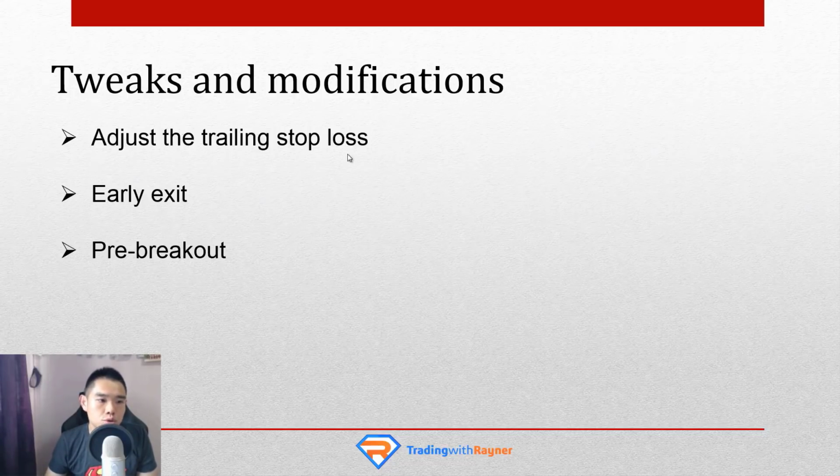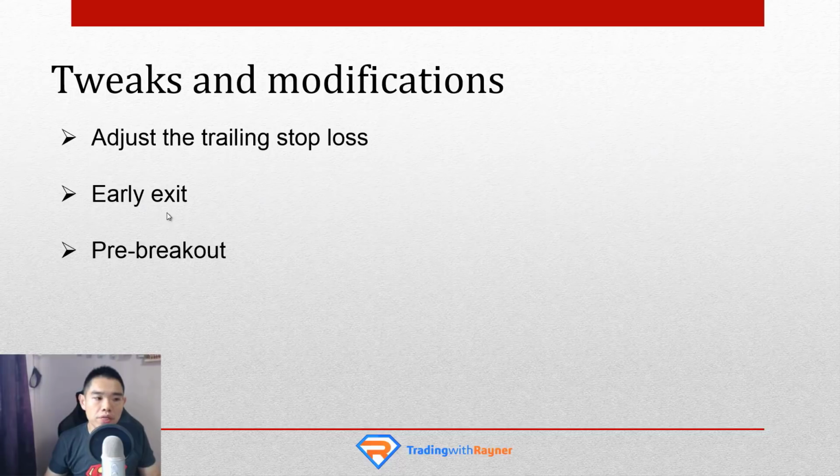Number one, adjust the trailing stop loss. Depending on the type of trend that you want to capture, if you want to capture a longer term trend, you can use 4 ATR or 5 ATR as your trailing stop loss. But bear in mind that the wider your trailing stop loss, the more your position size on the trade will be reduced accordingly, if you still want to maintain, say, 1% risk on each trade.